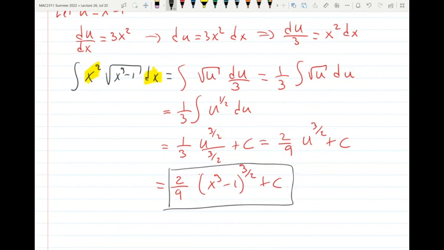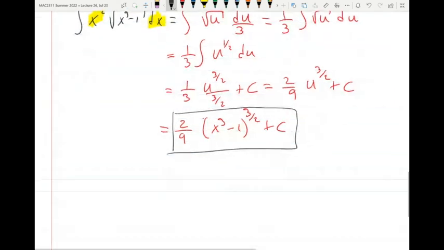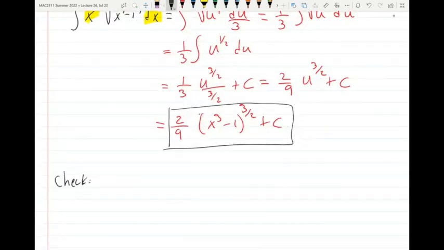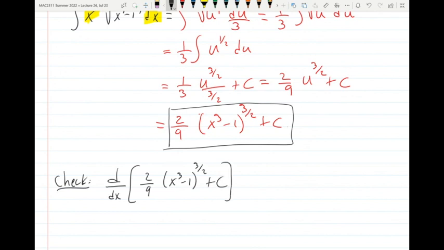And you can check. If you take the derivative of this, what do you get? What happens if you take the derivative of this? Let's see, let's check. So to check, we need to take the derivative of that expression. Right? So the c, you know, doesn't count. So then what do we get? 2 over 9 times 3/2 times x cubed minus 1 to the power 3/2 minus 1, which is 1/2, right? And times chain rule. The derivative of the inside, which is 3x squared.